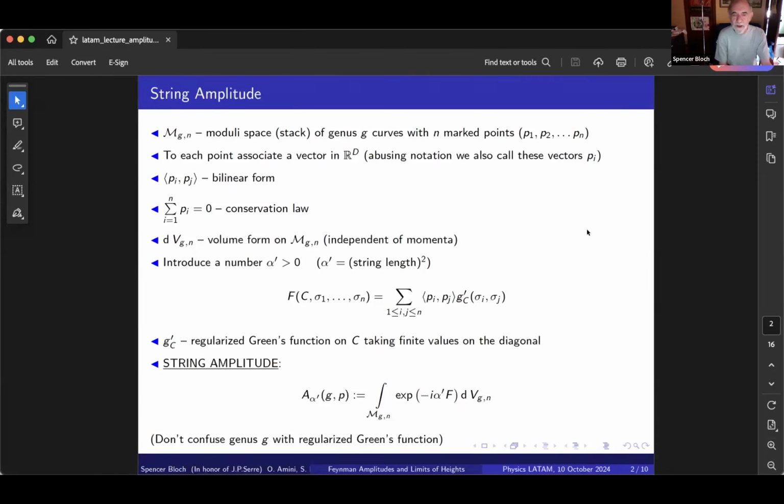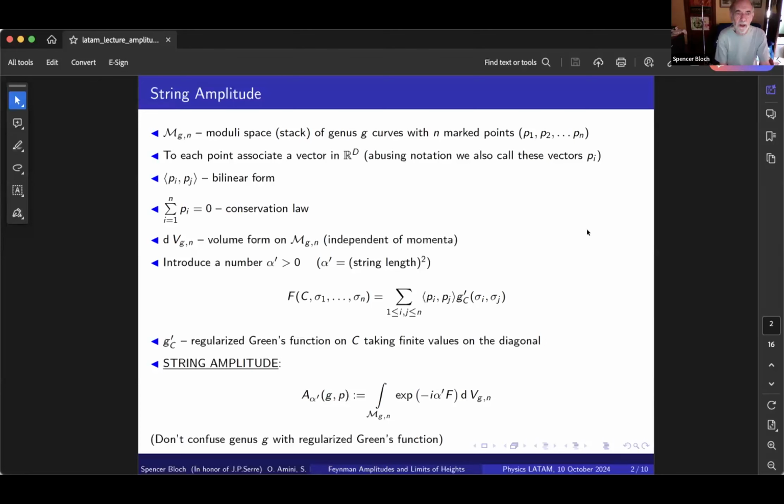Of course, then some clever person had the idea, we don't want that, so we'll have some nice way of modifying the Green's function to take finite values on the diagonal. And such a thing is called a regularized Green's function. And that's what we want. And so I denote it by a prime here.